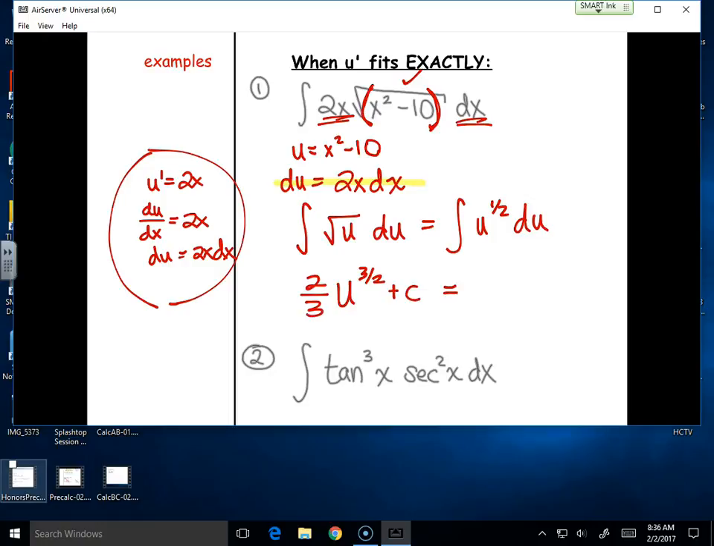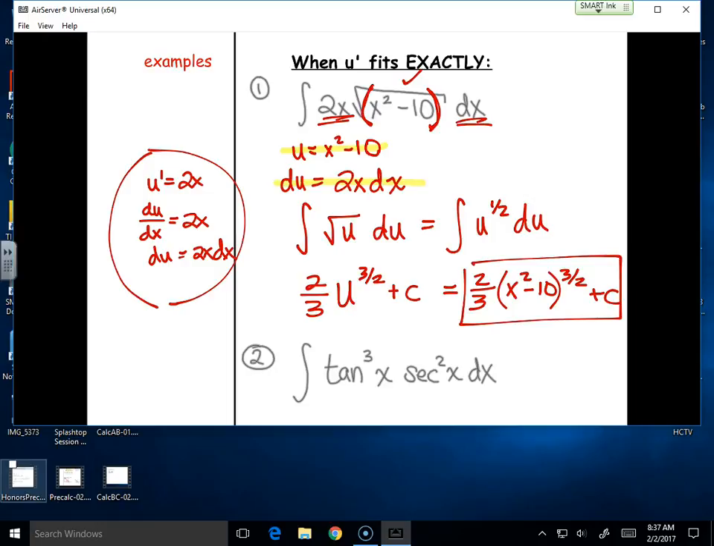Equals. We don't stop with the u. What do we do? Plug in who he is. Who is he? X squared minus 10. So we're going to go ahead and have 2/3 x squared minus 10 to the 3/2 plus c.